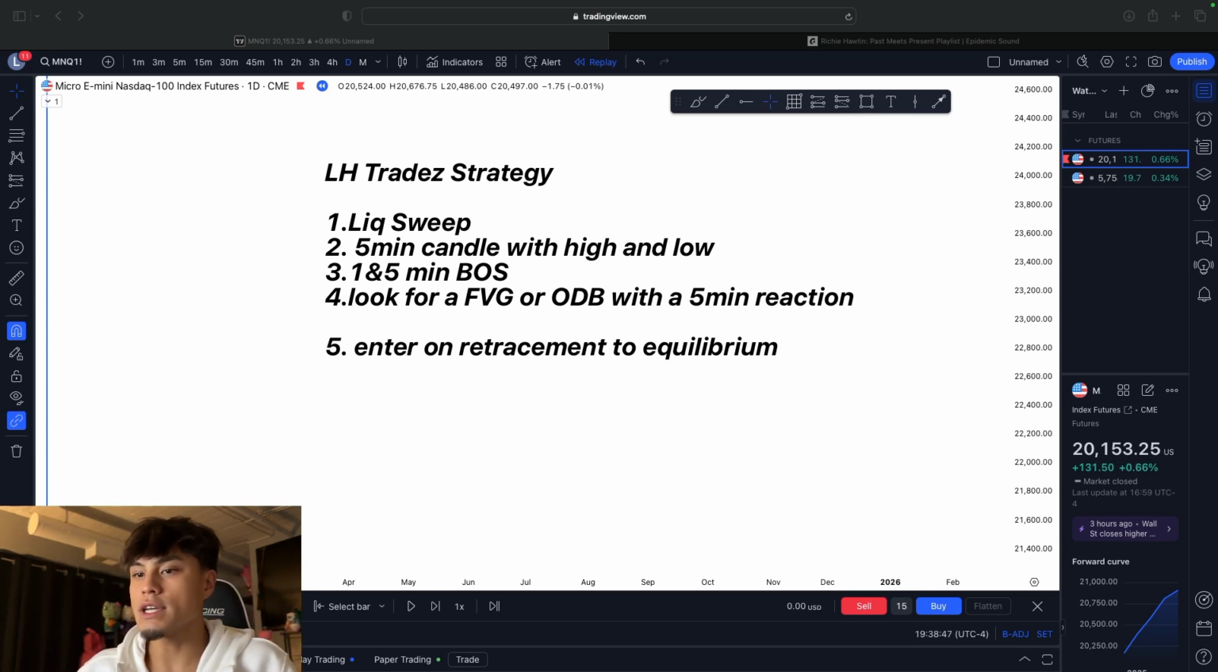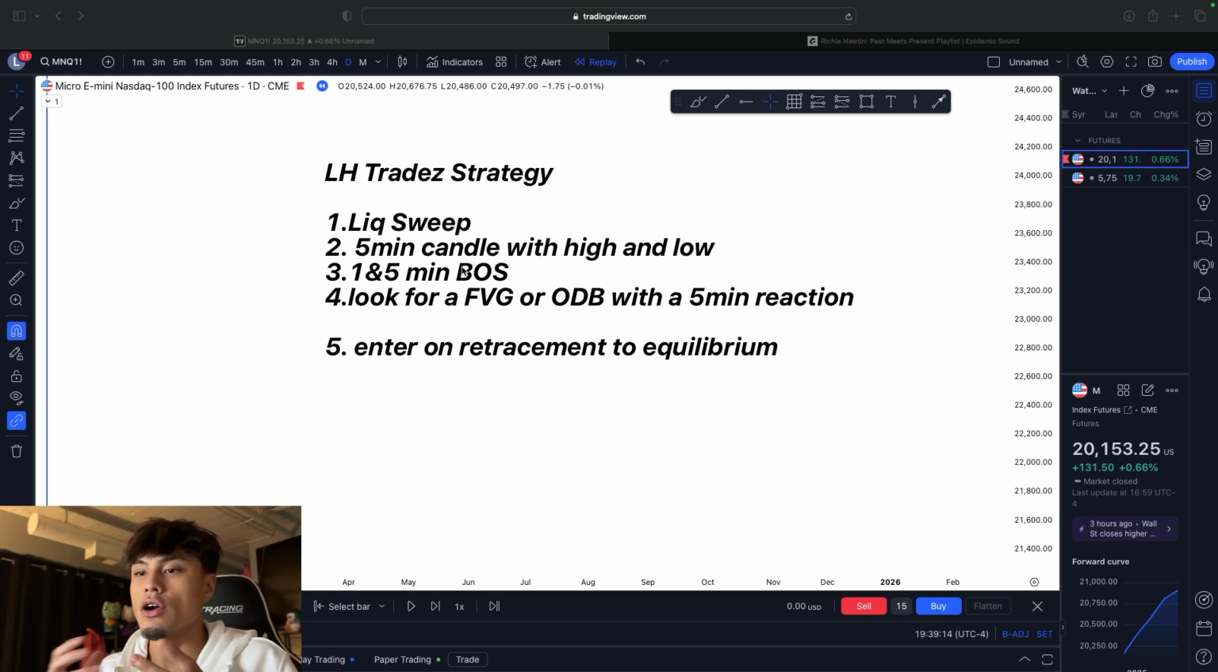Alright, so the first step is a liquidity sweep. After I do that, I go to the lower time frame, a 5-minute time frame, and I wait for the candle that forms after the liquidity sweep. That way I have a high and a low. After I have that high and low, I wait for the candle that forms after it, which would be the candle that breaks my high. If I want to buy, that's my break of structure, and if I want to sell, I need it to break that low.